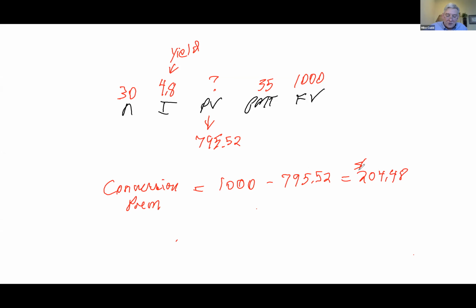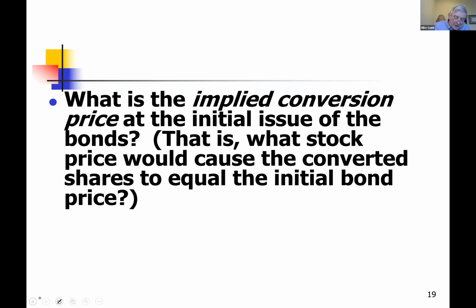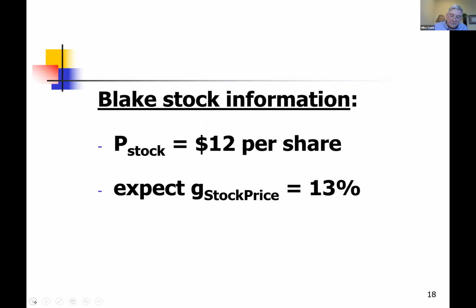Now we're dealing with the same company, the same stock. It's selling right now at $12 a share. It's expected to grow at 13% per share per year. Okay, so a really good question is, now's where I back up. When is it these bonds become callable? 5 years? Yeah.